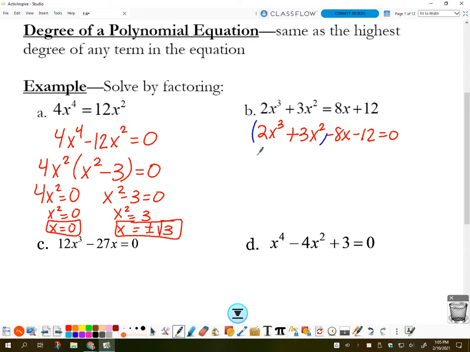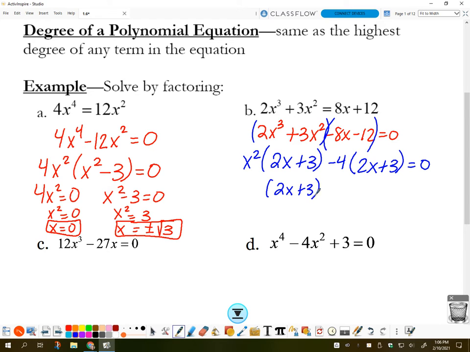So we're going to pull out an x squared, you can't take out a 2, which leaves us with 2x plus 3. For these two terms, we can take out a negative 4. Negative because it's negative here, 4 because they're both divisible by 4. So this is going to leave me 2x, and this is going to give me 3. So we have these matching parentheses that we can pull out as a GCF and then have this guy left.